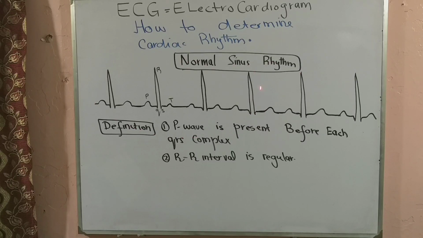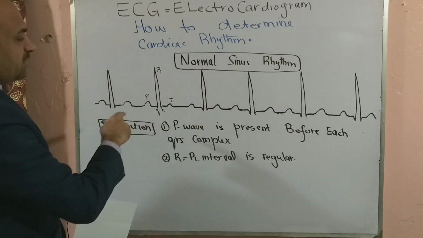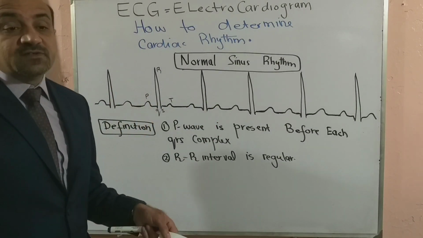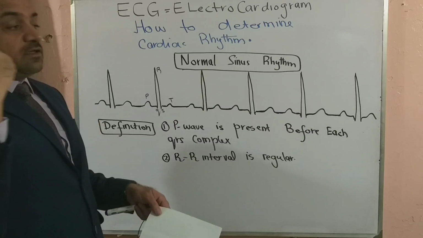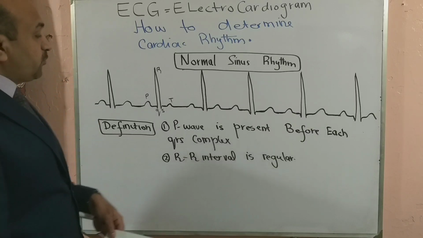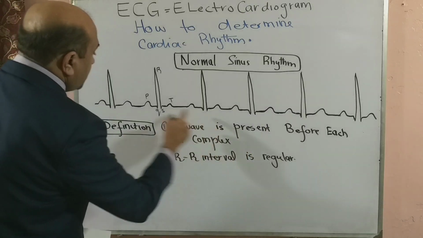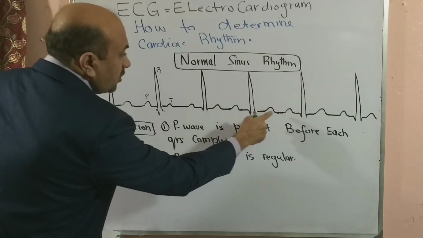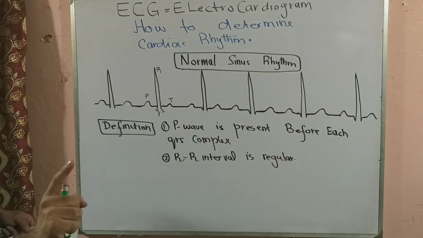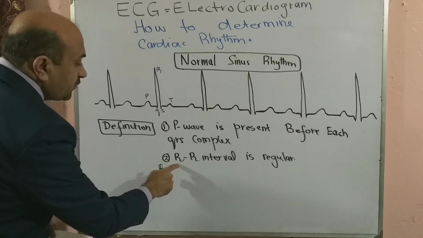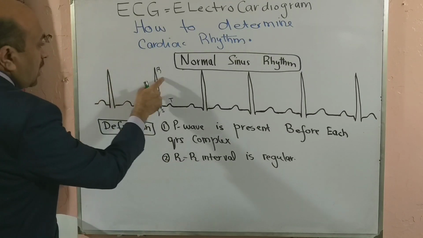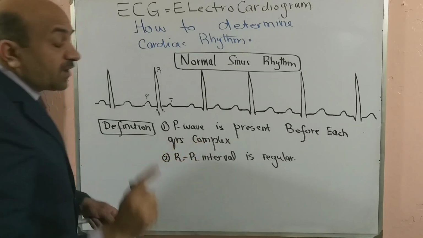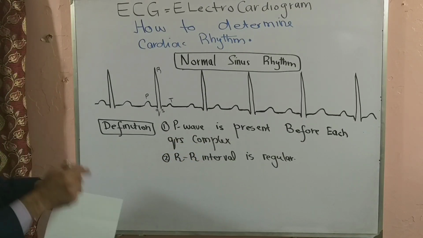So what is the definition of the normal sinus rhythm? The definition is that there should be a P wave present before each QRS complex, because atria depolarizes first and then it is followed by the ventricular depolarization. So P wave is present before each QRS complex. First part of the definition. And the second part of the definition is that R to R interval will be regular. This is the definition of the normal sinus rhythm.